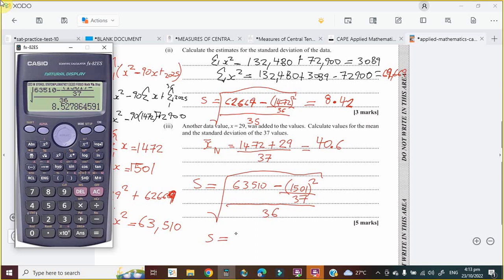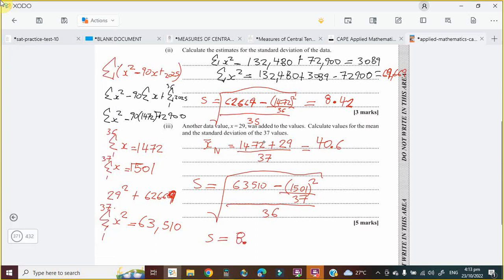Huh? Yeah, but I mean 29 barely deviated from 40. That's like 11. So that's why the deviation is hardly going to change. So now it's 8.53. Hardly did anything to it.